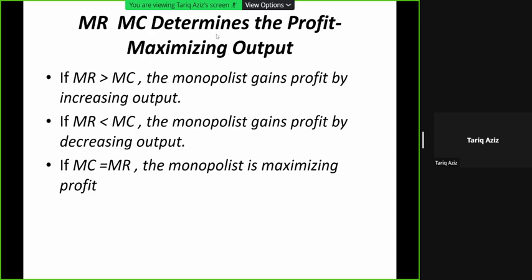Yes, but in terms of absolute profit, because the purpose of a firm is to maximize the profit, the point of maximum profit will be where MR is equal to MC. If there is a difference between MR and MC, then it can adjust the level of production. It can increase or decrease the level of production.